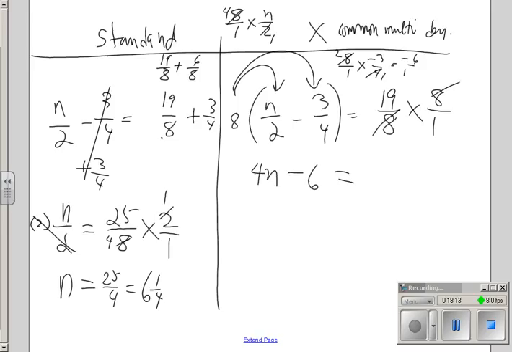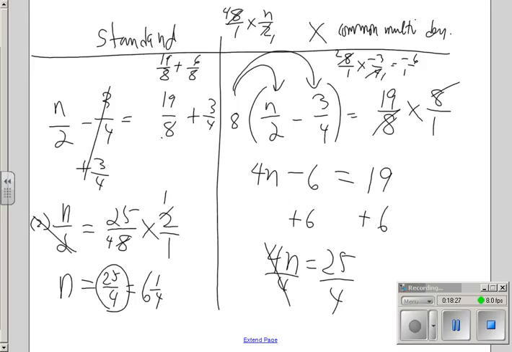Here it's quite easy to see. I can cross reduce here. I'm left with just 19. Add 6 to both sides. I get 4n equals 25. Divide by 4. And Bob's your uncle. Look at that. I ended up back where I was before. N equals 25/4, or 6 1/4.